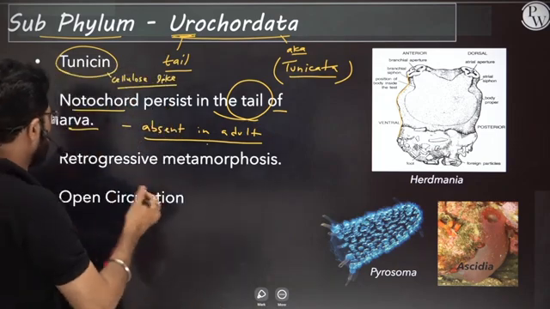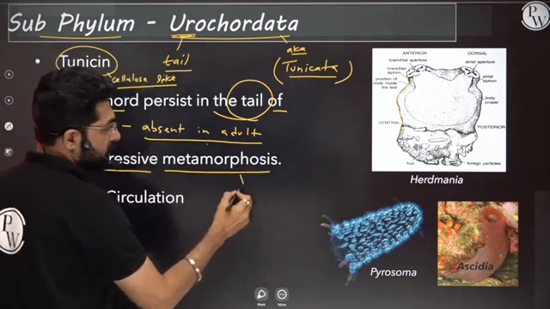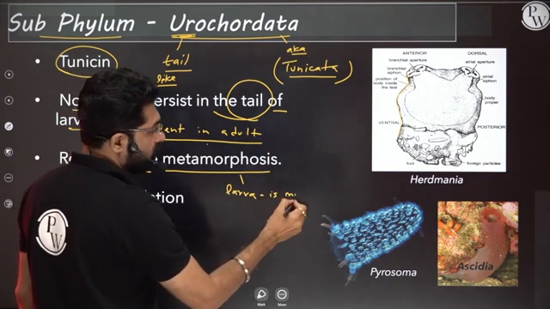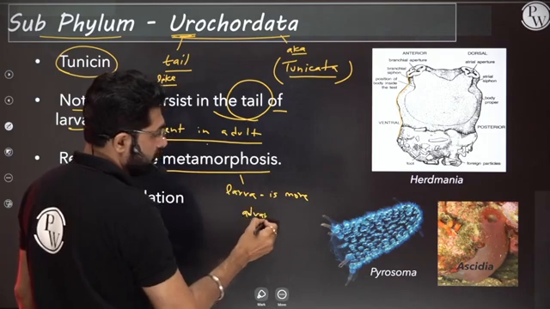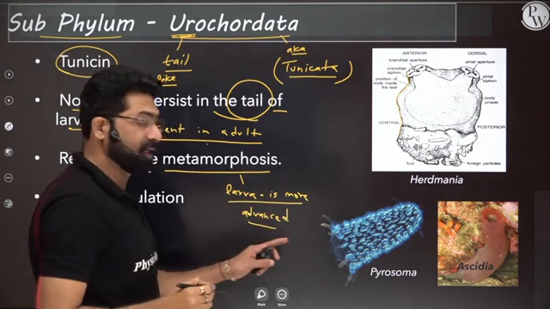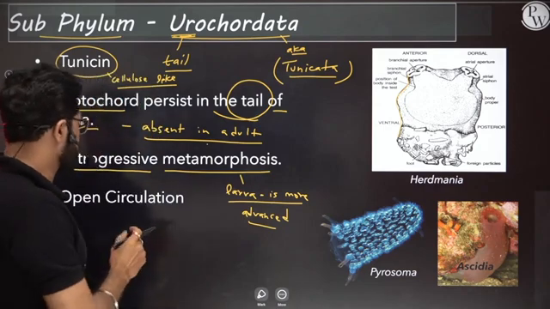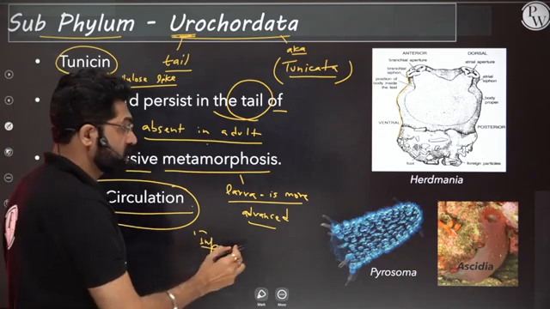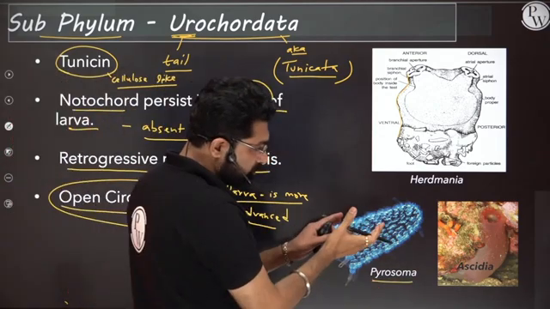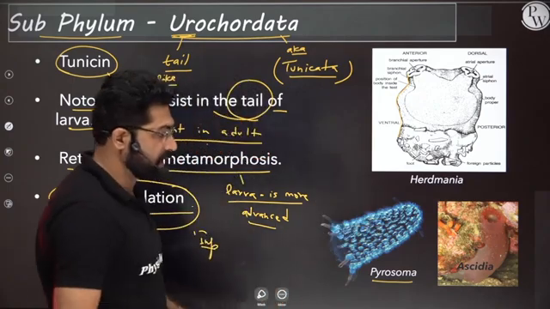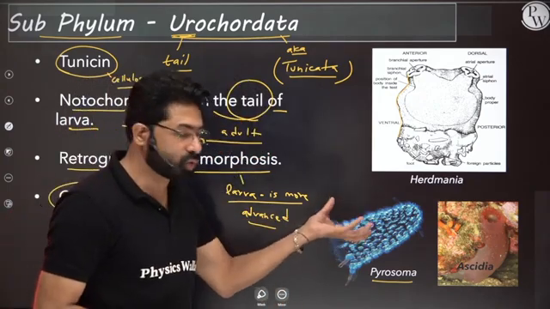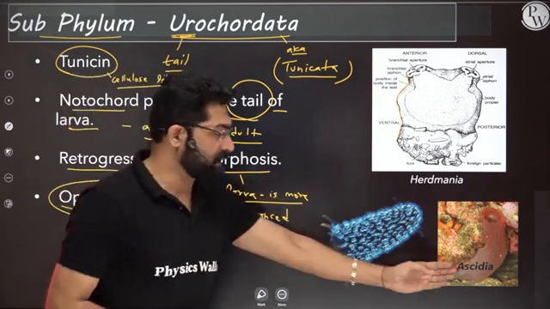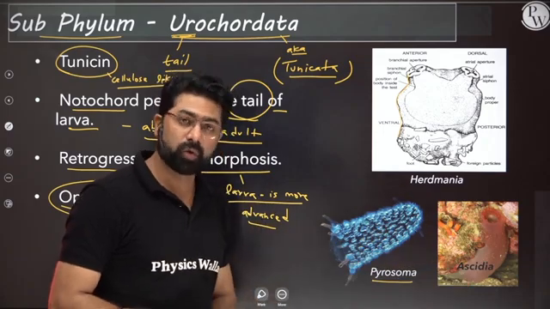Okay, and they have retrogressive metamorphosis. That means the larva is more advanced than the adult. They have open circulation. Very important, this question also comes here. Now you see, this is pyrosoma, which is bioluminescent. It's a colonial form, a colony. So it's glowing in the dark. This shows bioluminescence. Herdmania is a perfect example of urochordate. And Ascidia. These are all examples of urochordates.